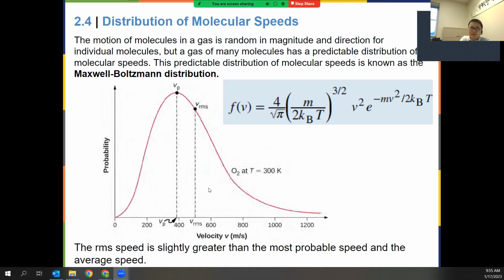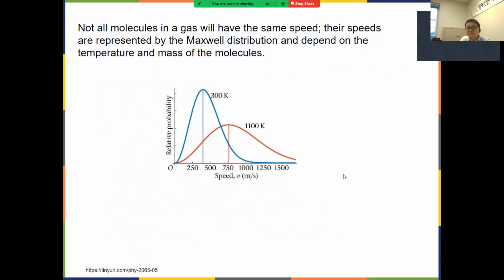And you can take the derivative of this with respect to speed, and it turns out the most probable speed will be about here for different molecules. You get different speeds. It also has to do with the mass of each molecule, so take that into account. And at different temperatures, at lower temperature the most probable speed stays at the lower end, and at higher temperature the most probable speed stays at the higher end.